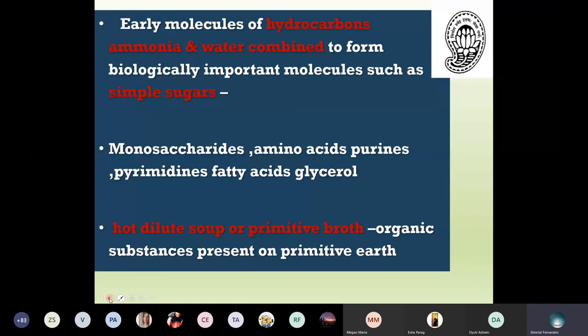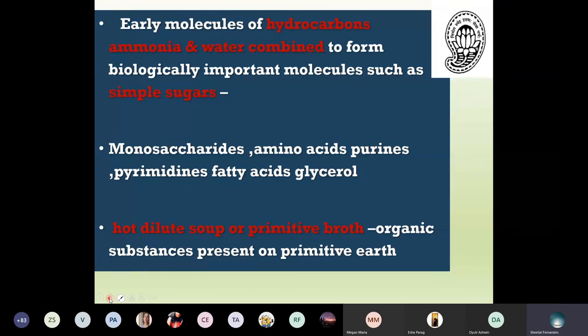Important molecules from biological point of view, such as simple sugars, came into existence. So now the condition of the earth and the atmosphere on the earth, according to Oparin, Haldane and other scientists, is considered to be like a broth or a bowl with hot soup. Why is it called hot soup? It indicates that all this drama that is happening, where is it happening? It is happening in the sea.